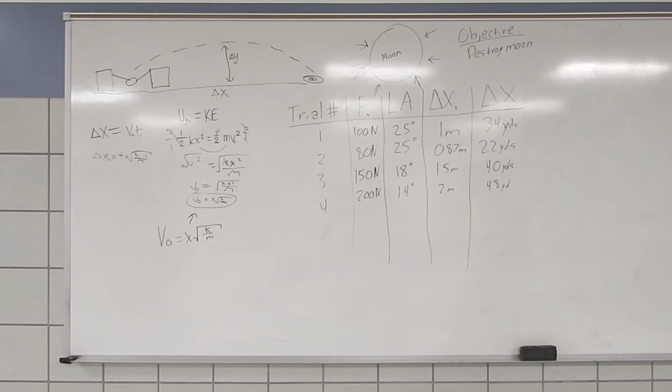In trial 4, we pulled back with 200 newtons, this time with a launch angle of 14 degrees. The tennis ball launcher was stretched back 2 meters, and the tennis ball went about 44 yards.